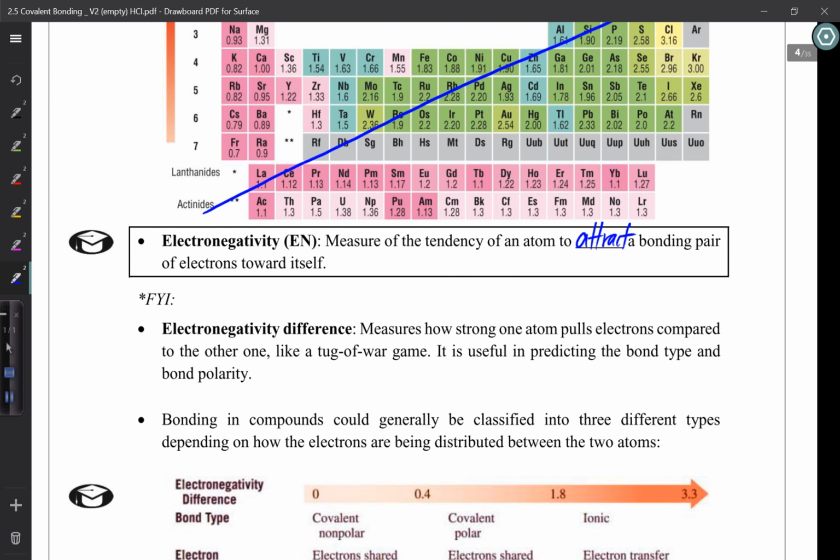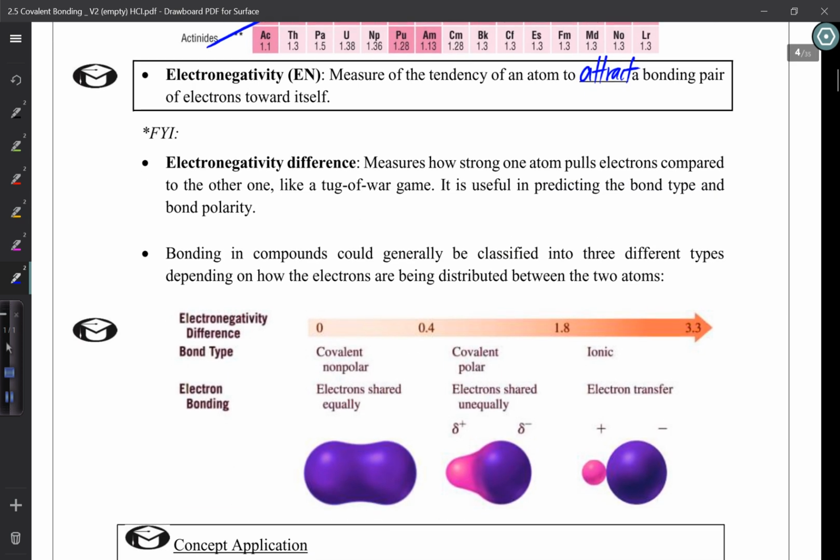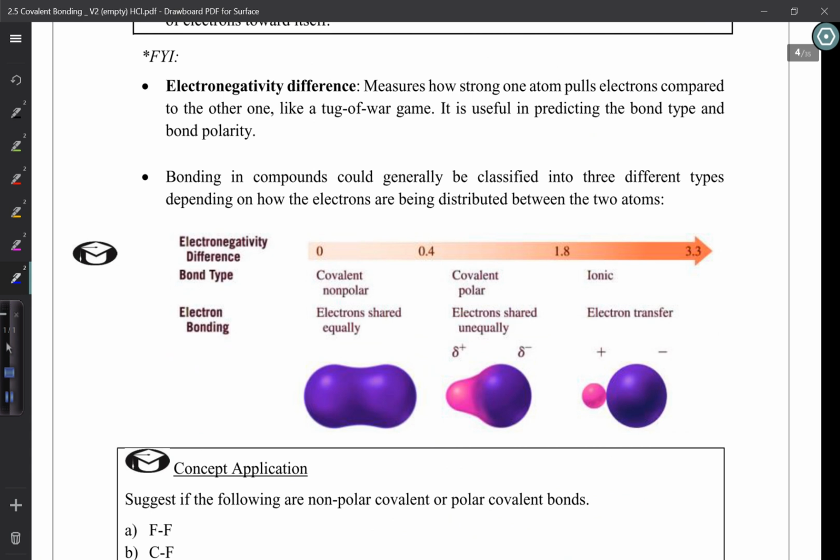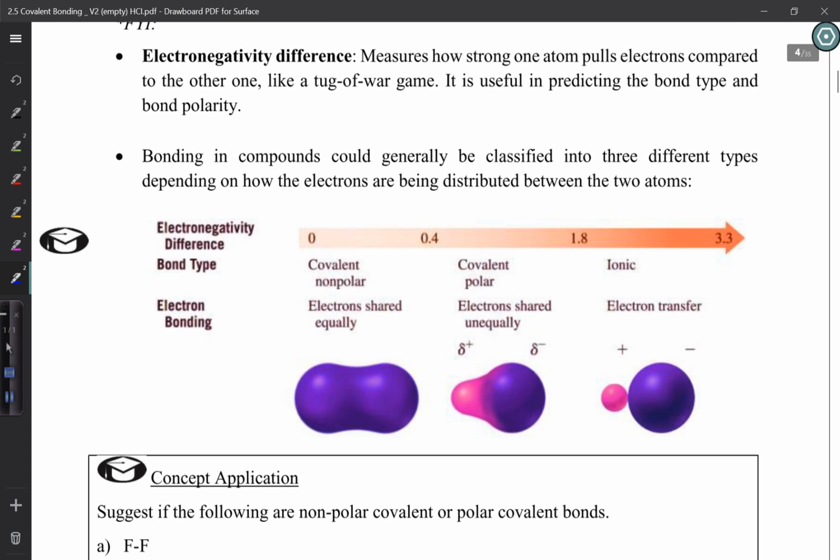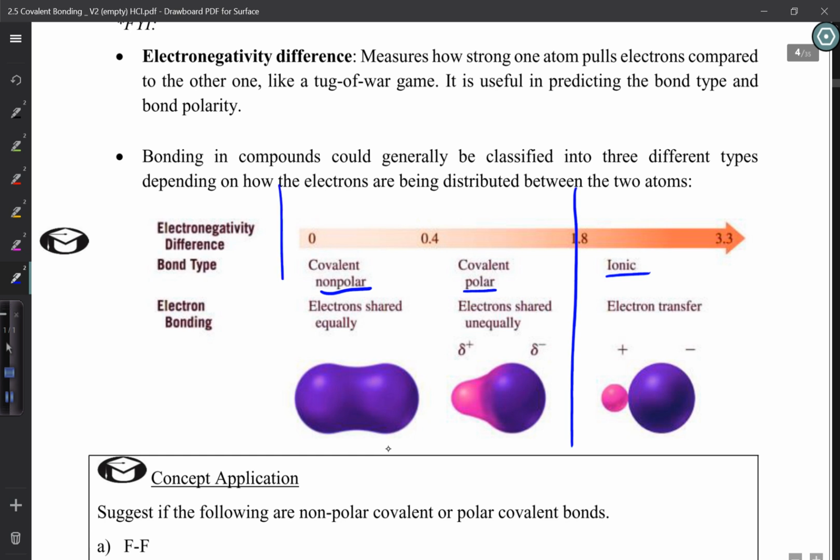And previously we talked about electronegativity difference as well in ionic bonding, and I showed you this diagram over here. Can you still remember? I mentioned that for those bonds with electronegativity difference of less than 0.4, they will be classified as covalent non-polar, and those that's higher than 0.4 and lower than 1.8 is considered covalent polar, whereas those that's above 1.8 will be ionic. So this chapter will be mainly focusing on this region over here, those that's between 0 and 1.8.